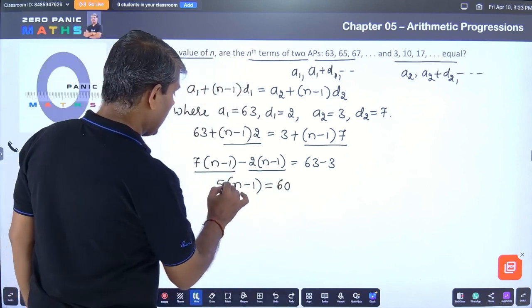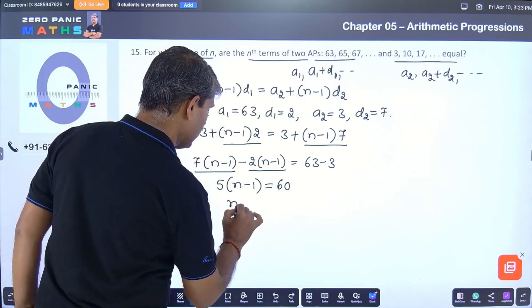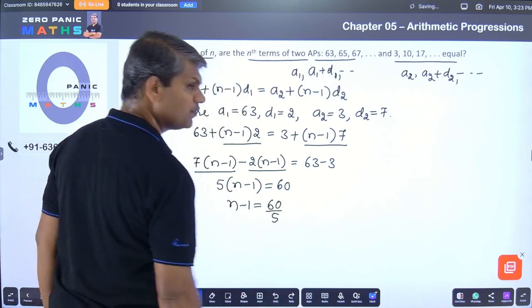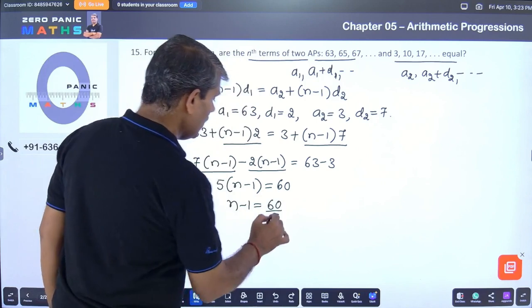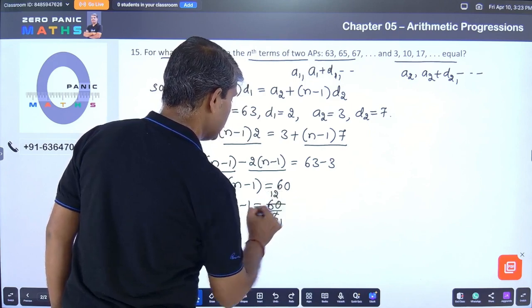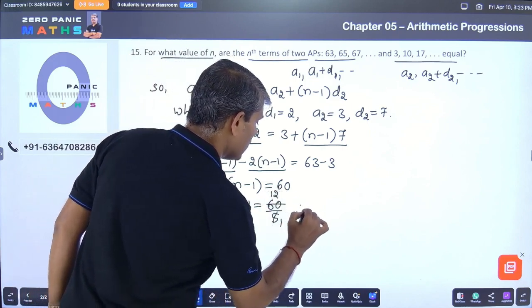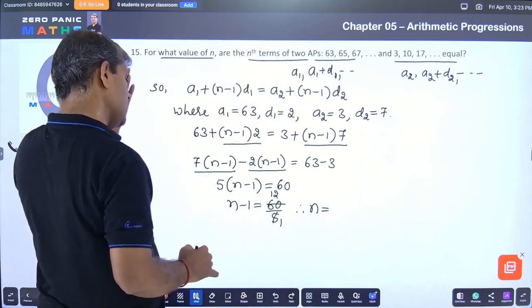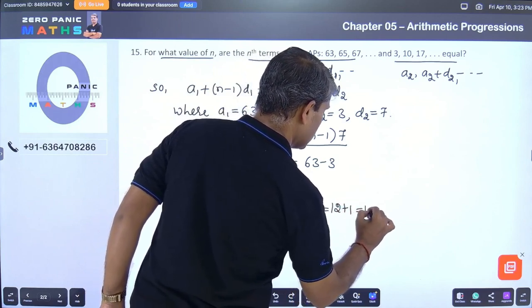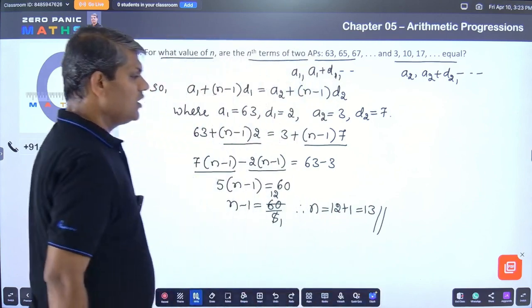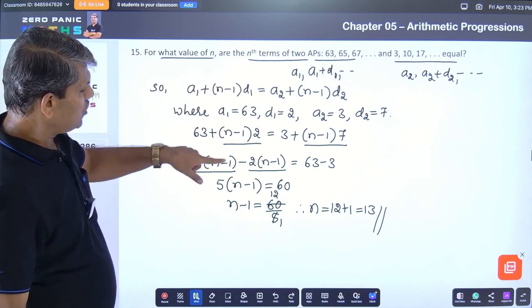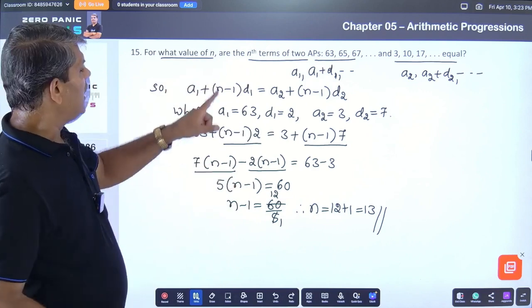Take 5 to that side, it will give me n minus 1 is equal to 60 divided by 5. So what is this? 5 ones are 5, 5 twos are 10, so it is 12. Therefore n is equal to 12 plus 1, that is 13. So 13 is the value of n for which the nth terms of these two APs are equal.